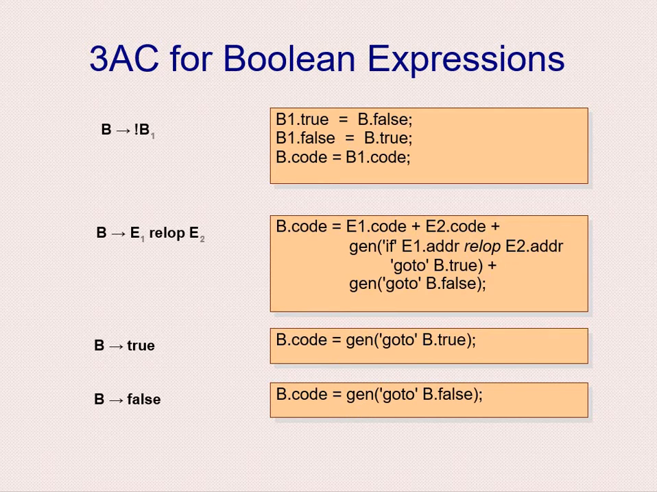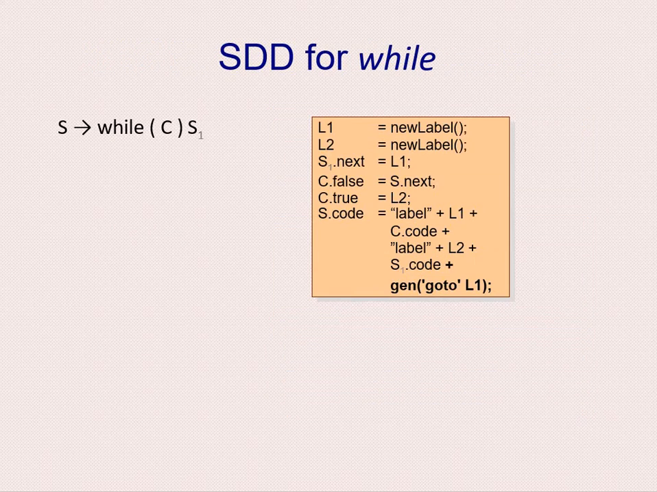So this is what we have seen for conditionals. Now if we want to check for looping, the syntax directed definition for while, or the three address code, how we will write it. Suppose we have S generating while C, where C is the condition, followed by a statement S1. We write L1 equals new label and L2 equals new label.